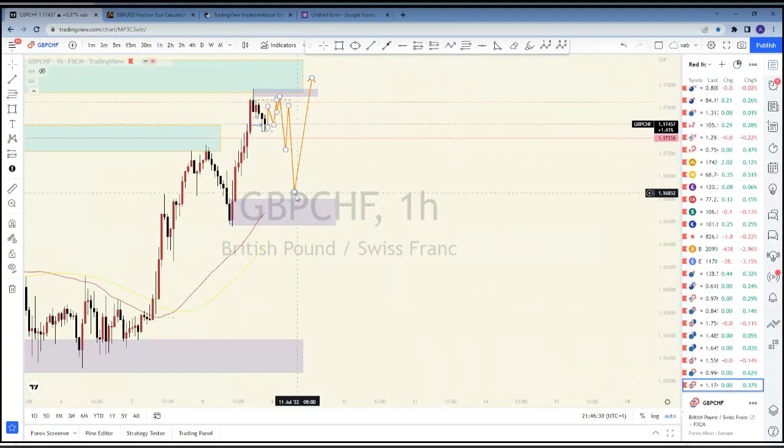Now we see price returning to this other block. And I think the safer entry for me would be somewhere around here.